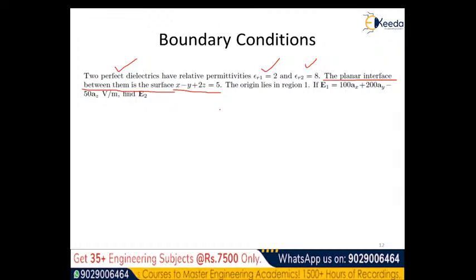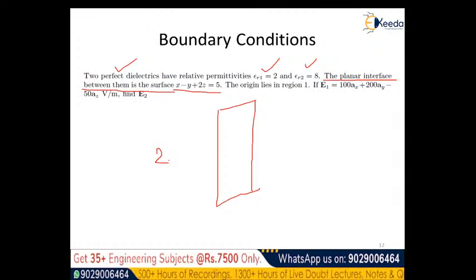So if this is the plane that separates region 1 from region 2, in region 1 we have the value of epsilon relative to be 2, and for region 2 it is equal to 8. So here we have epsilon is equal to 2 into epsilon 0, and the epsilon in this particular region is equal to 8 into epsilon 0 here. So this is the situation. Here it is mentioned that the origin lies in region 1.